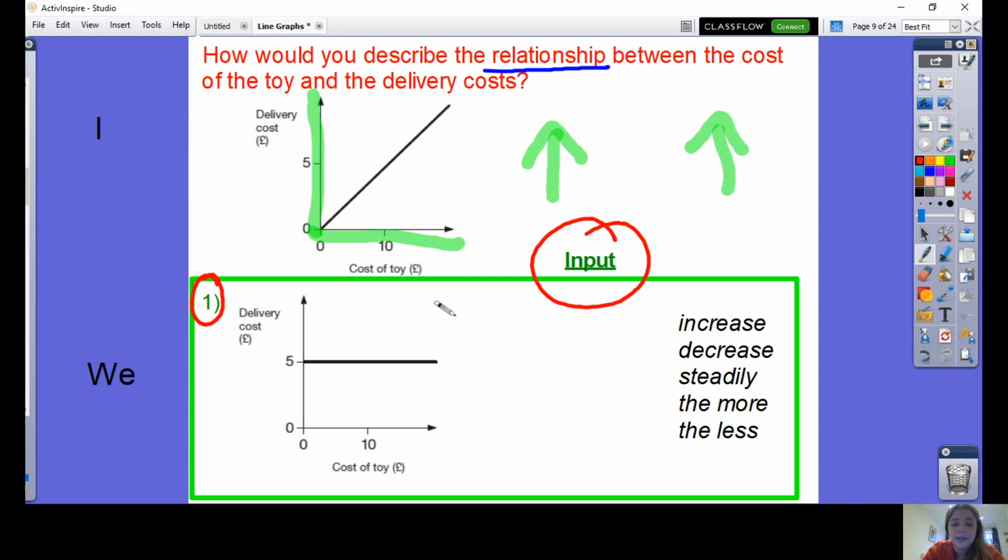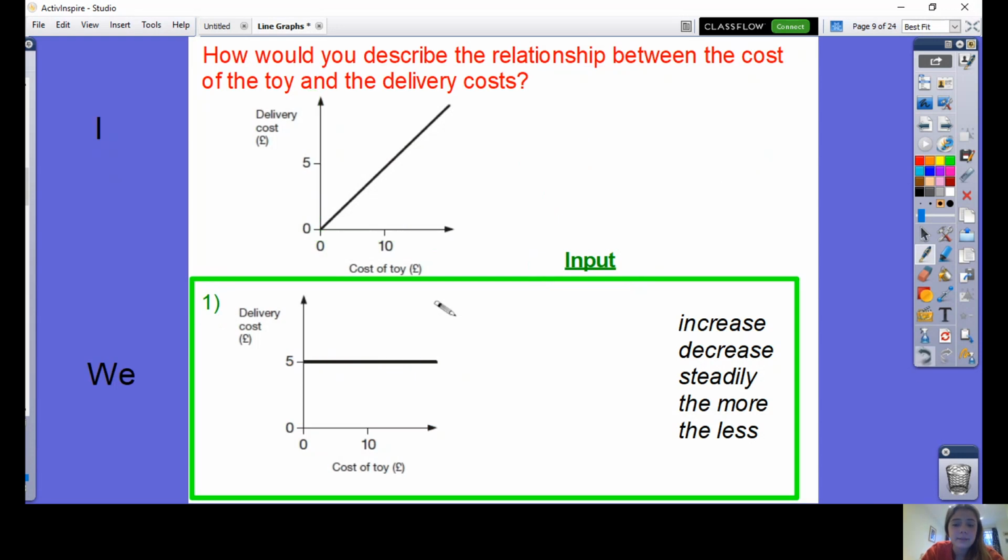Right, you should have already written your sentence. I'm going to now go through the answer. In this one, we can see as the cost of the toy is increasing, for example, here it's 0, here it's 10, here it's 20, the cost of the delivery actually stays the same. It's always £5. So for this question, we would say something like, as the cost of the toy increases, the cost of delivery remains the same.